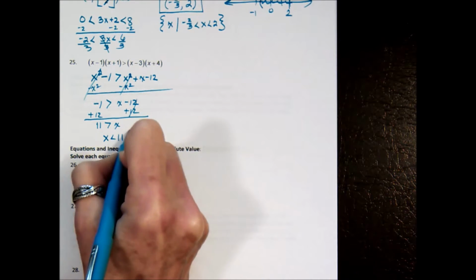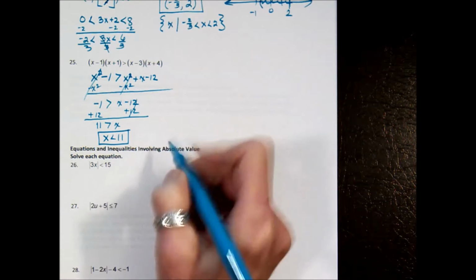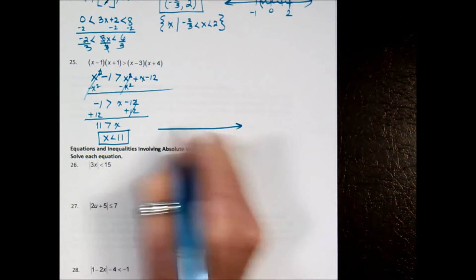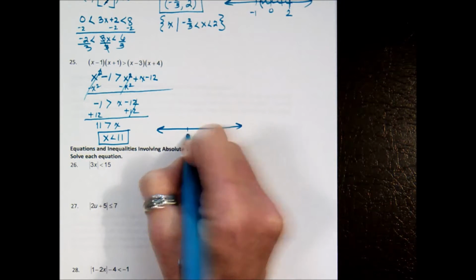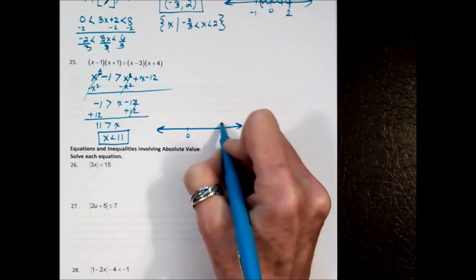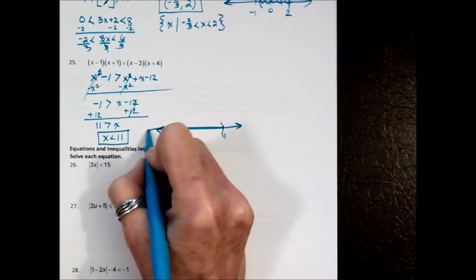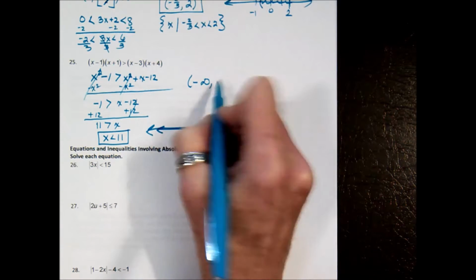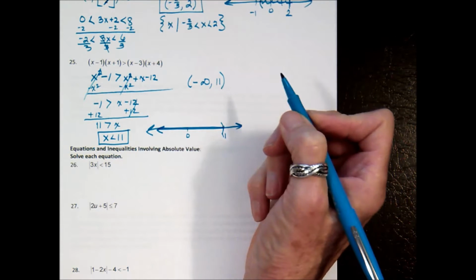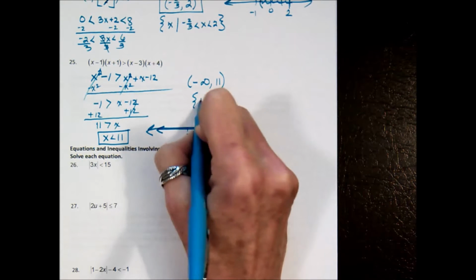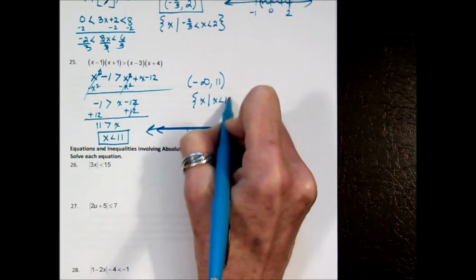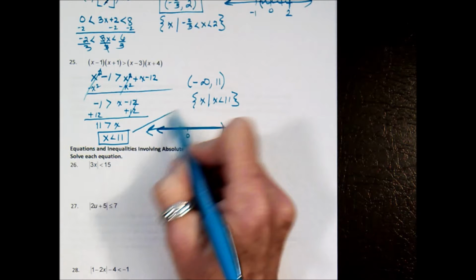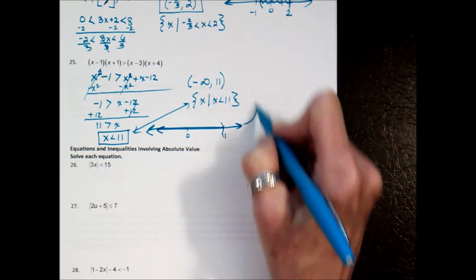There's the inequality. If I go straight to the number line, which would be what I did next, here's 0, here's 11. It doesn't include 11, and it goes all the way down to negative infinity, which gives me my interval to 11. And then in set notation, it's the set of all x such that x is less than 11. Remember, these two go together, and these two go together.